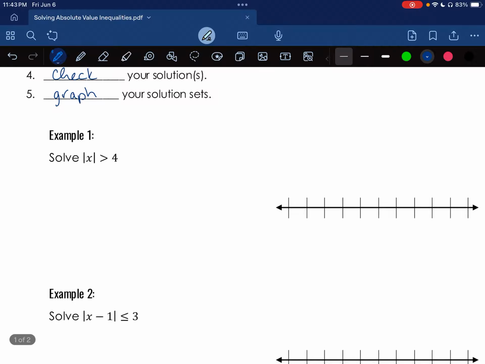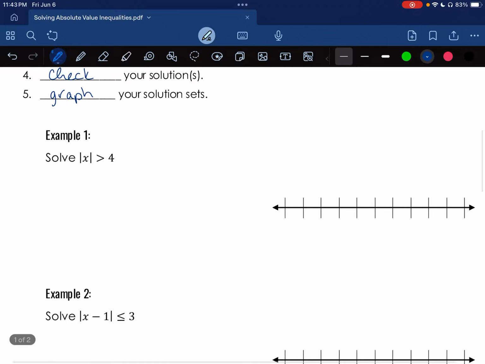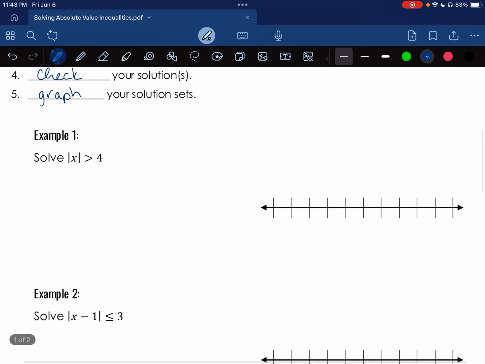All right, so first one, just kind of getting our feet wet. There's not much solving going on in this one. So if I have the absolute value of x is greater than 4, the two related inequalities are going to be that x is greater than 4 and x is less than, flipping the sign, negative 4. So I had to flip the sign and negate the 4.